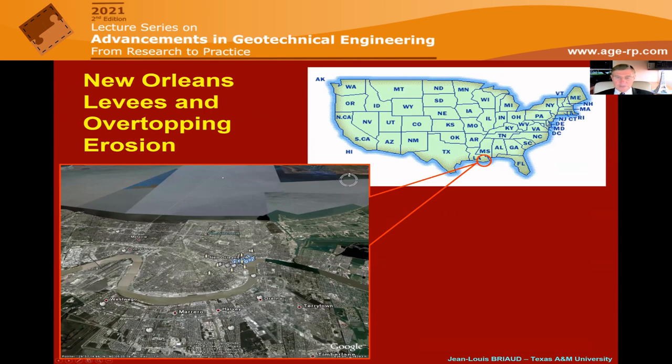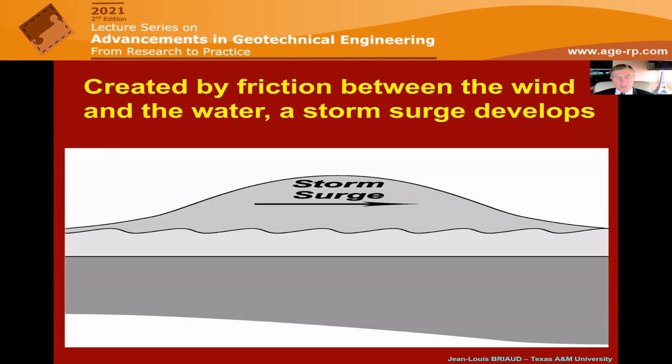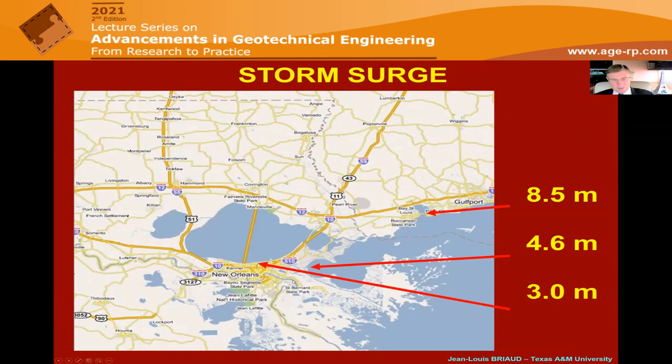Storm surge, when you have this big mass of air flowing and pushing the water, dragging the water, there's a storm surge that's created, and it comes. So here is New Orleans. Mississippi River is right here, comes down into the Gulf of Mexico. This is Lake Pontchartrain, Lake Borgne. The hurricane came this way, and you see the size of the storm surge, 8.5 meters.